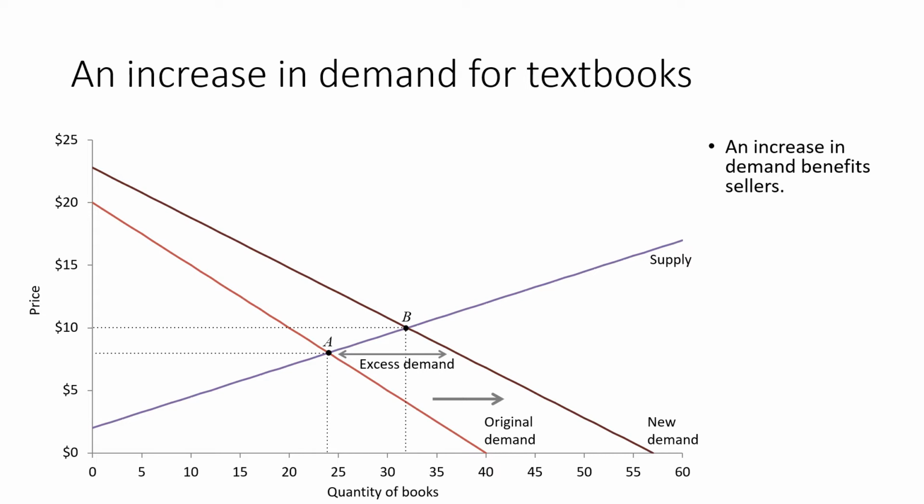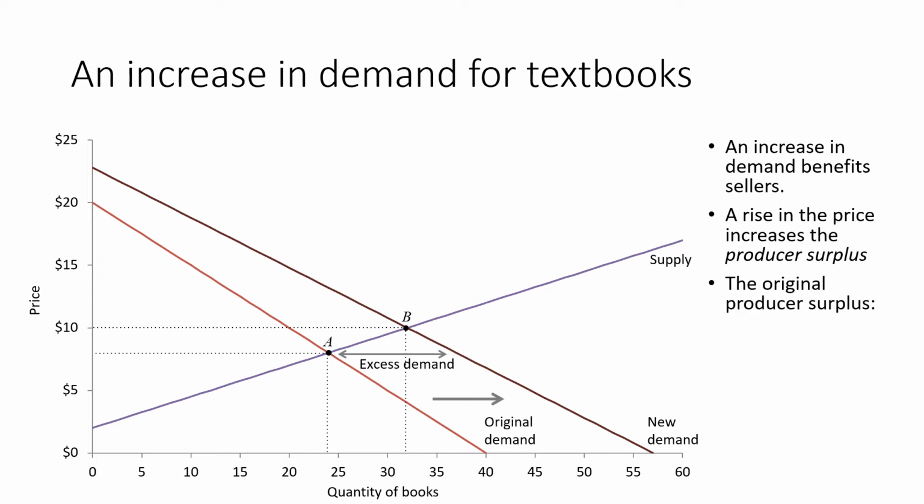So an increase in demand clearly benefits the sellers of books in this case, right? A rise in the price increases the producer surplus. And we can see that simply, right? That the original producer surplus was this area here, right? It was the difference between the price, the original price of $8, and what sellers were willing to accept for the book, right? Or it was $72 of producer surplus if we measure out the area of this triangle.